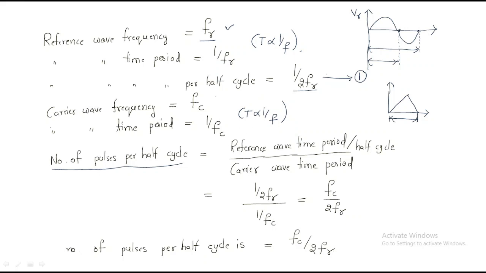Number of pulses per half cycle: generally, the reference wave time period for half cycle is 1 by 2 Fr, divided by the carrier wave time period, which is 1 by Fc. By doing the calculation, we get Fc by 2 Fr. Fc is the carrier wave frequency. Fr is the reference wave frequency. The reference wave is nothing but the input wave. The carrier wave is a supporting wave to generate the pulses. Here, number of pulses per half cycle equals Fc by 2 Fr. Understand?